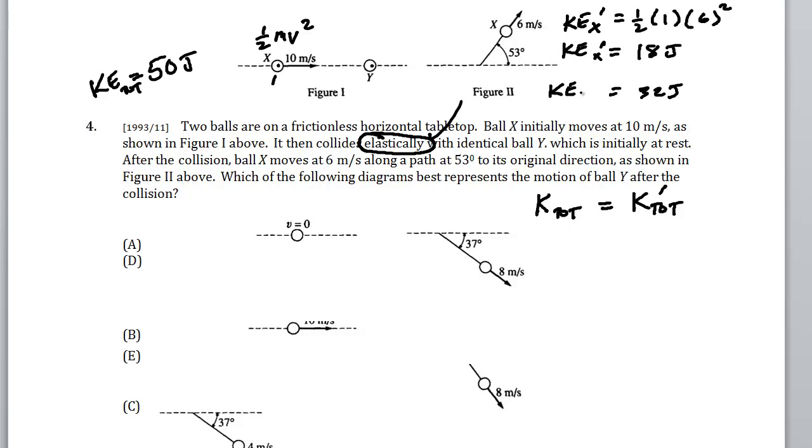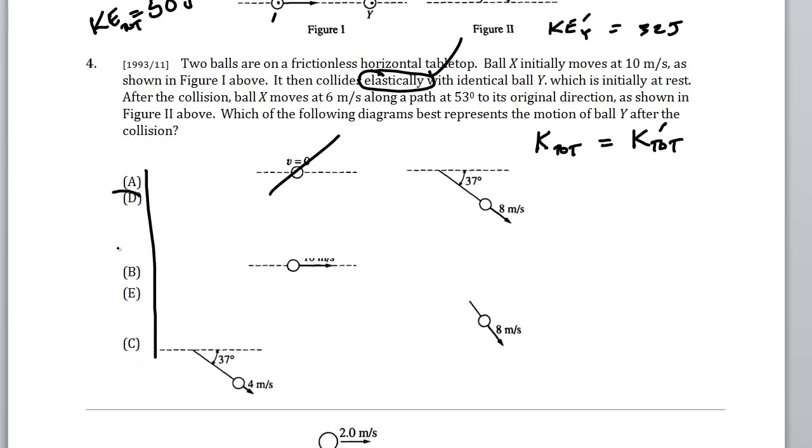So kinetic energy of ball y, this is kind of confusing because they have x and y, and we're going to be looking at x components and y components in this. So what that means is we know that ball y has to have 32 joules of kinetic energy. Well, A is out. Something happened to my choices here. I think this was A, this was B, this was C, this was D, this was E.